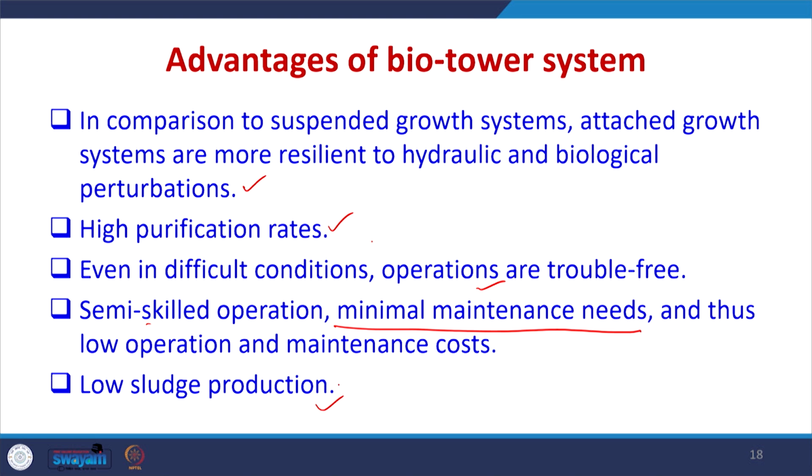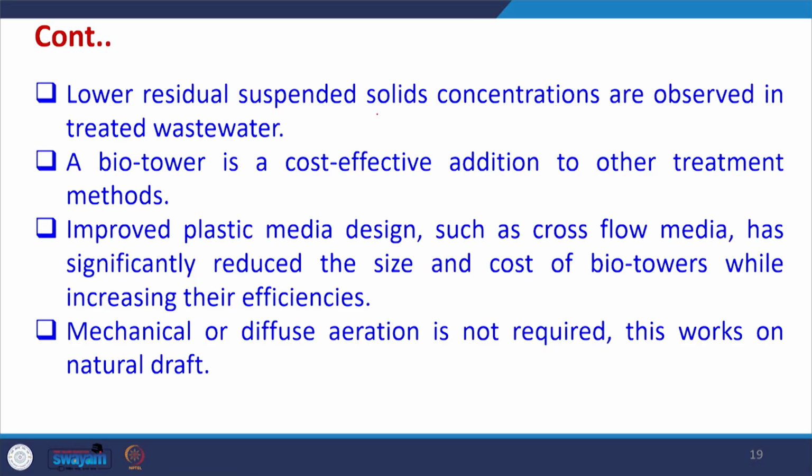Now, the sludge production, depending upon the type of system, may be lower as compared to other systems. Lower residual suspended solid concentrations are observed in the treated wastewater of such a system because some filtration also happens. A biotower is a cost effective addition to other treatment methods, but its efficiency may vary depending upon the wastewater characteristics and other parameters. Improved plastic media design such as cross flow media has significantly reduced the size and cost of biotowers while increasing their efficiency. Mechanical or diffused aeration is not required for aerobic treatment; only natural draft, similar to a biological trickling filter, may work.